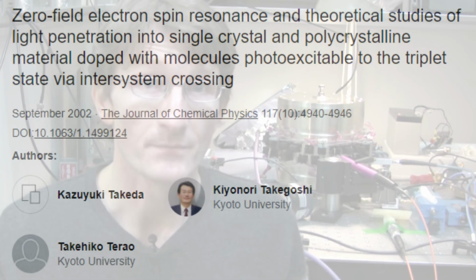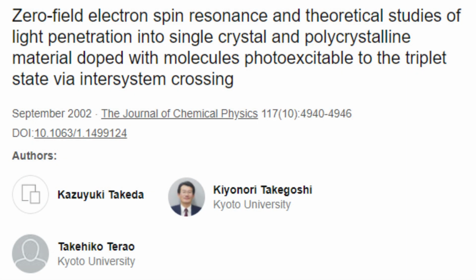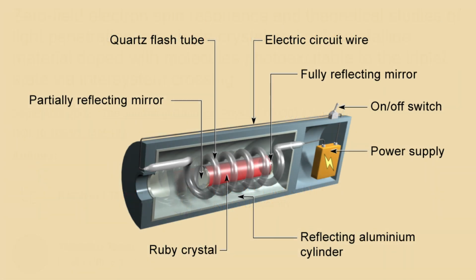Professor Oxborough read a paper written in 2002 by 3 Japanese scientists, Takeda, Takegoshi, and Tadao. Most masers use a crystal like ruby to generate the coherent light. They pulse a bright burst of random light around the crystal and get a pulse of coherent light out.